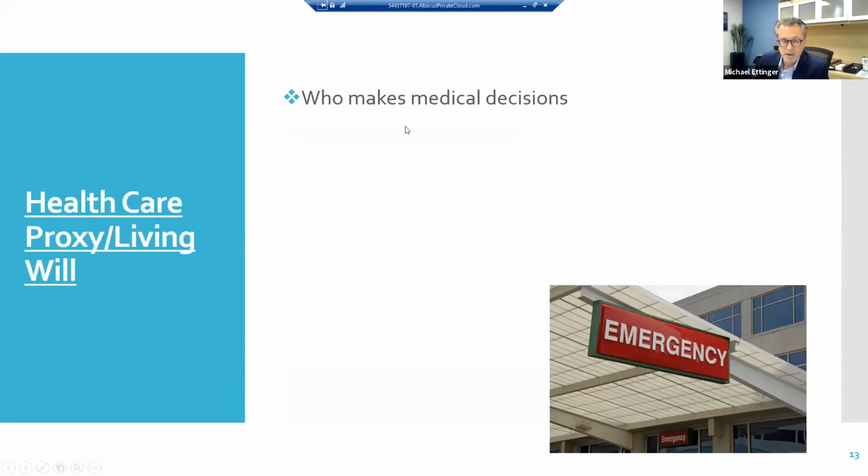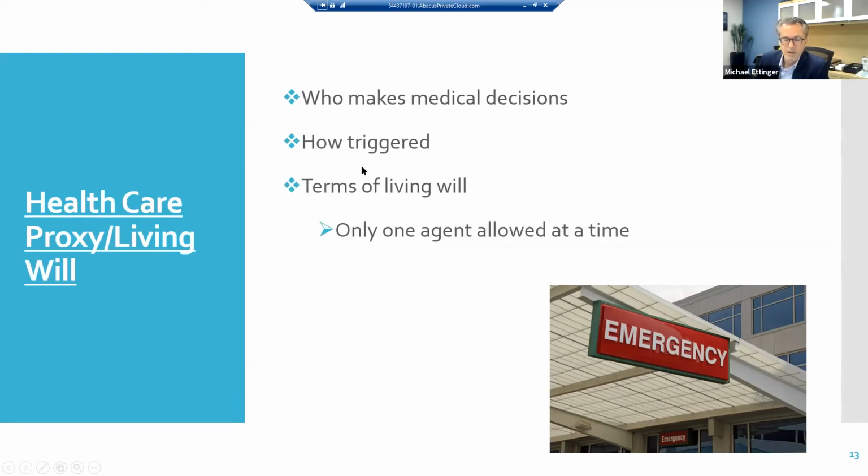Who makes medical decisions? There's your healthcare proxy and living will. Well, you make all your own medical decisions, but the healthcare proxy takes effect when a doctor determines in your chart that you're unable to make medical decisions for yourself. And now the power of your agent comes in. I said how it's triggered. The doctor indicates you're unable. And the agent can make any medical decision except one. They can't make a decision to terminate life support unless they can prove this is what you actually wanted.